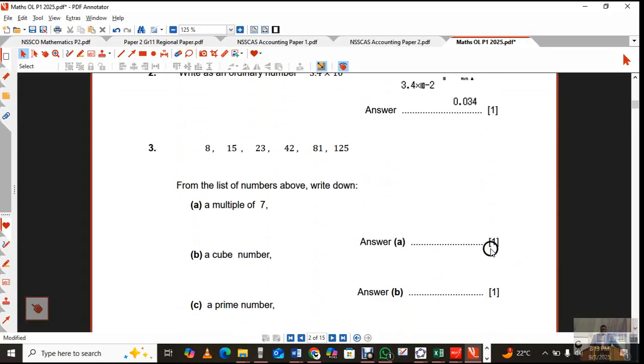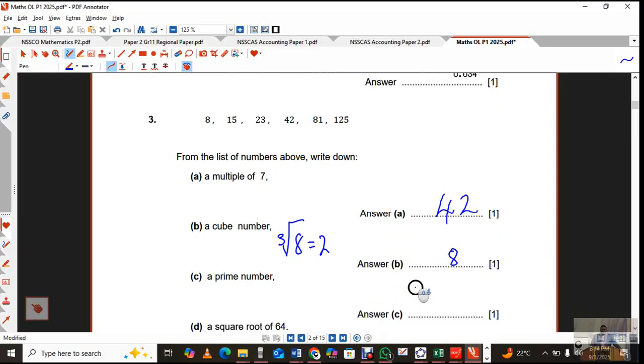From the list of numbers, we are supposed to write down a multiple of 7. The multiple of 7 here is 42. That is 7 times 6. Oh my goodness. So this is 42. You must use the numbers in that list. A cube number is 8, because the cube root of 8 is 2. So 2 times 2 times 2 gives you 8. So 8 is a cube of 2.